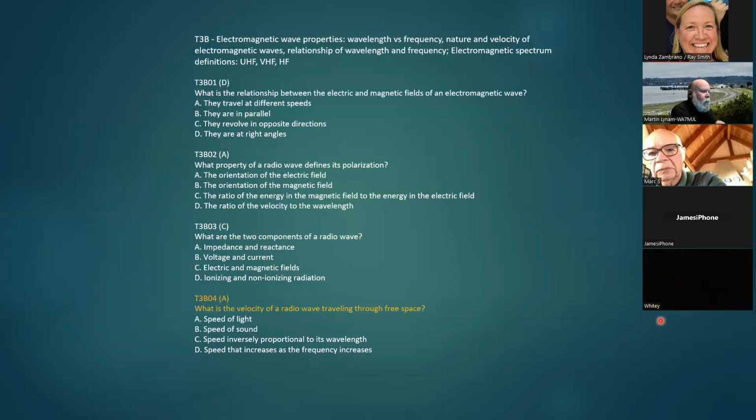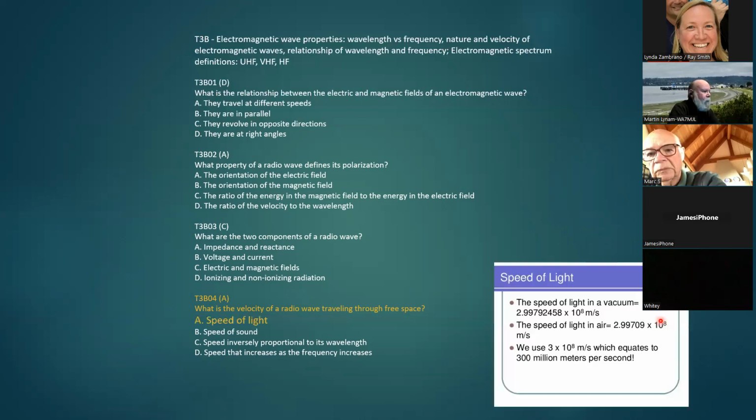B4, what is the velocity of a radio wave traveling through space? The speed of light. Generally, for amateur use, we just round it up to 300 million meters per second, which is within 1% of the actual speed, which is 299 million meters per second. So we just round it up.